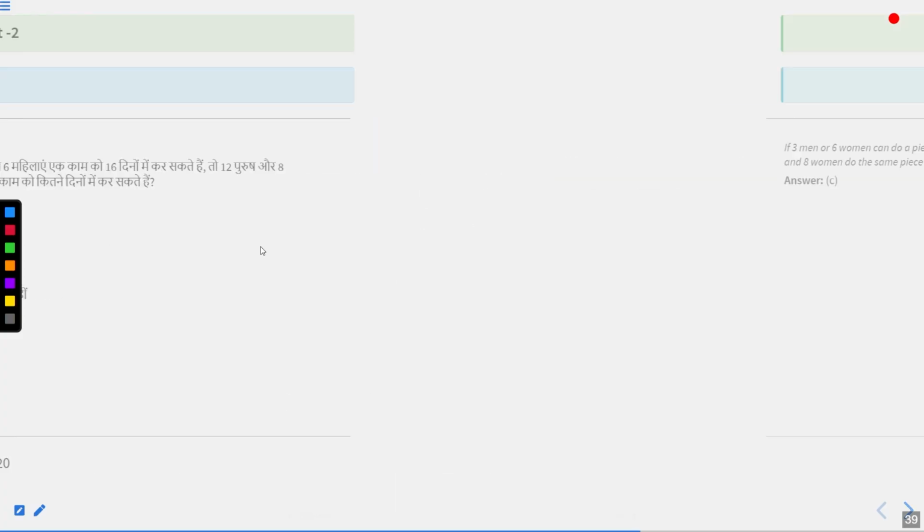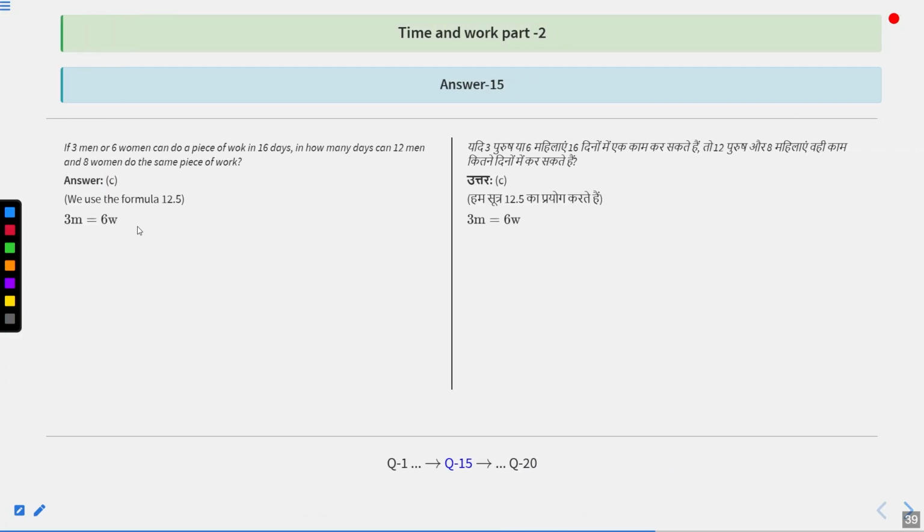Now time's up. Let's see the solution. Question says that 3 men or 6 women. So we can say that 3 men equals 6 women, and we can say that 1 man equals 2 women. Clear? So 12 men plus 8 women, we replace 1 man by 2 women. So total women will become 12 into 2 plus 8, so it will become total 32 women.